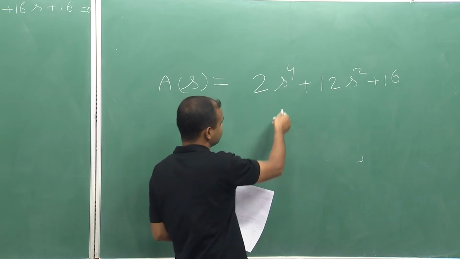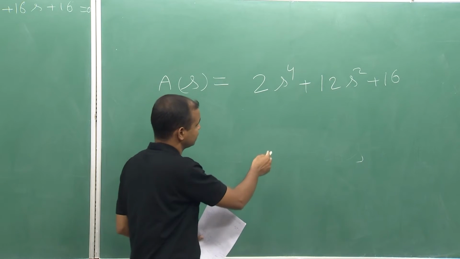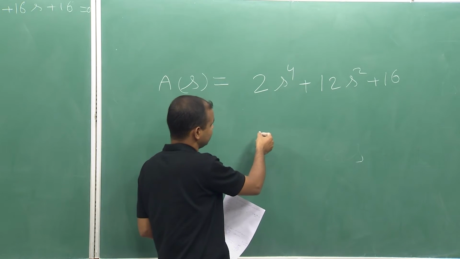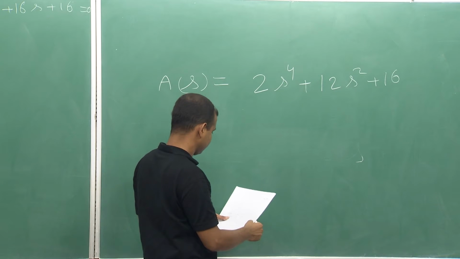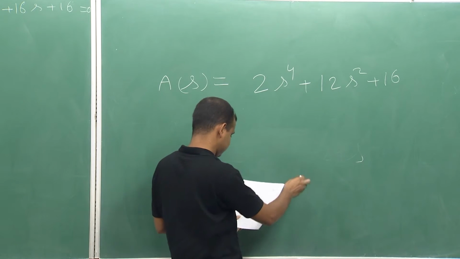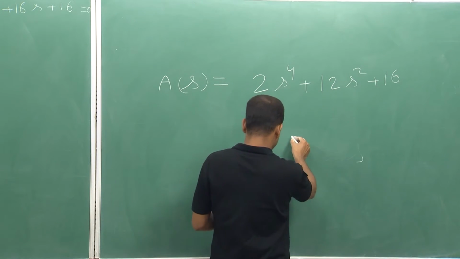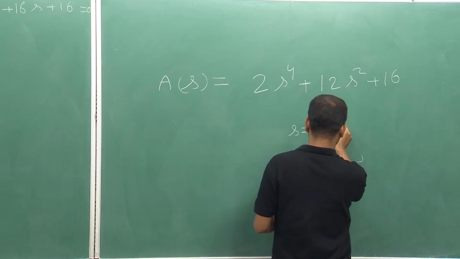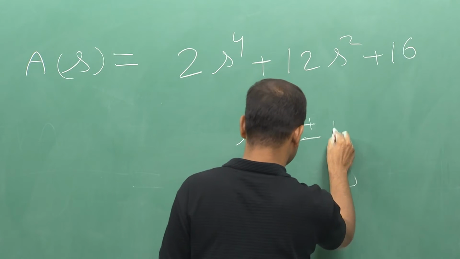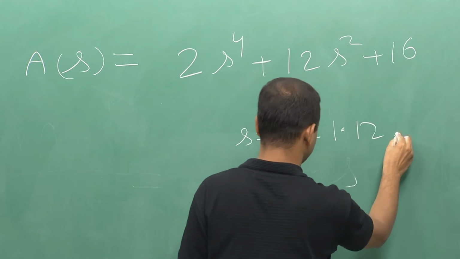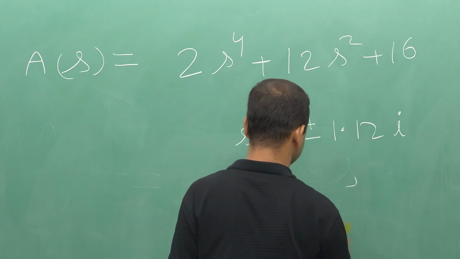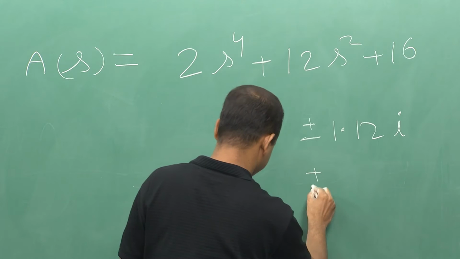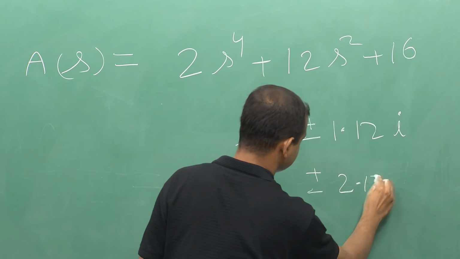This is a fourth order equation, but it is very easy to solve because there is no s cube term. If I replace s square with t, it will become quadratic, and if I solve it, I get s is equal to plus minus 1.12i and plus minus 2.17i.